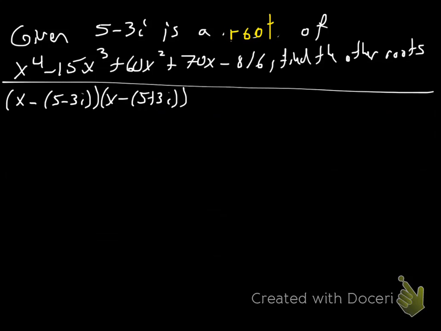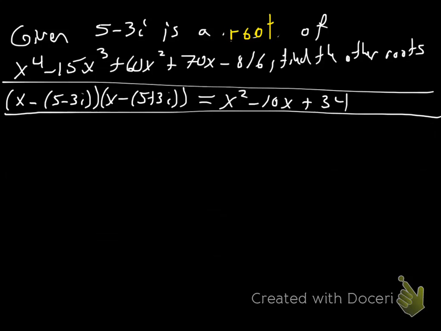So we already did all that FOILing on the previous slide, so if you want to look at that, you can watch that part again. That became x squared minus 10x plus 34, okay? So this is going to be a factor of that x to the fourth plus all that other junk, and we're going to use long division to break it down a bit further, okay?